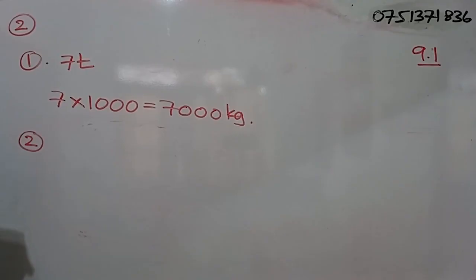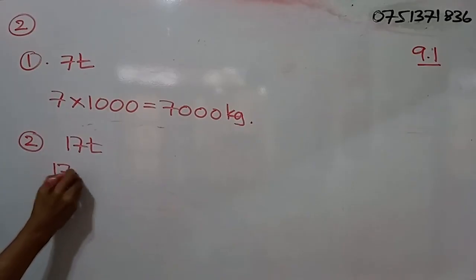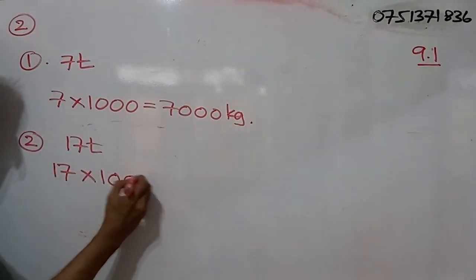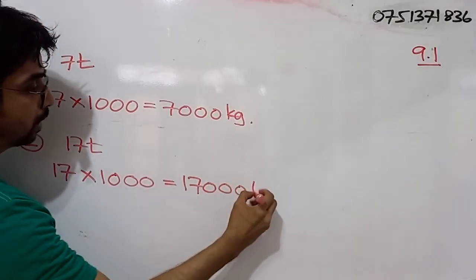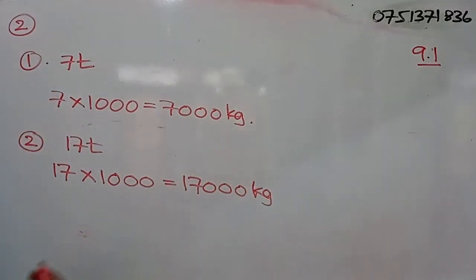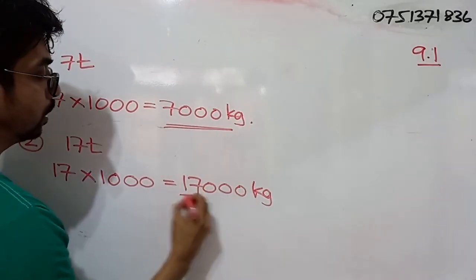Then we have part 2. What do we have? 17 tons. So, 17, we have to multiply by 1000. So the answer would be 17,000 kilograms. Here the answer is 7,000 kilograms and here the answer is 17,000 kilograms.